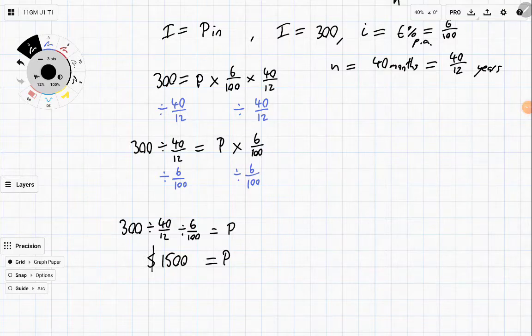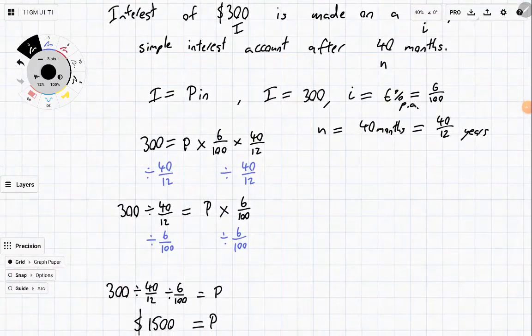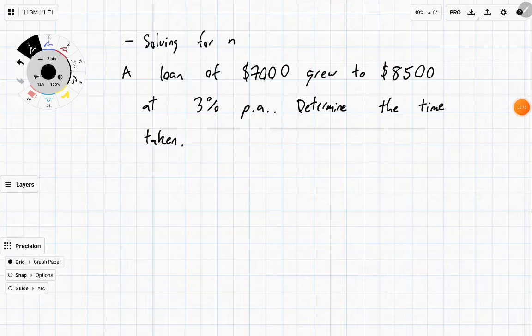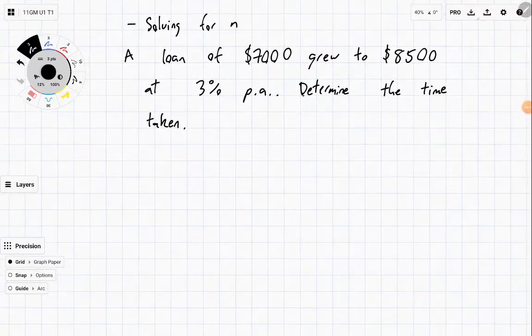Alrighty, one more example to look at, which will be solving for n. Alrighty, so a loan of $7,000 grew to $8,500 at 3% per annum. Determine the time taken. Alrighty, so we've been given that P, the starting amount, was $7,000. And we knew that it grew to $8,500.